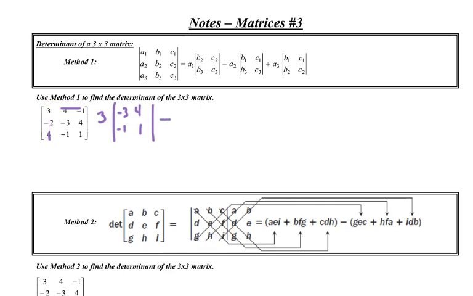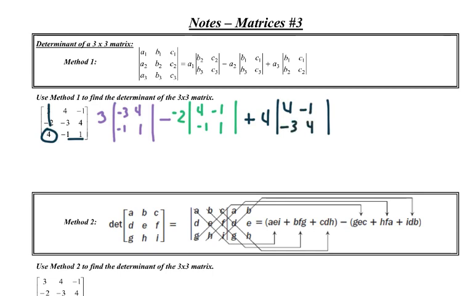Then we subtract A2, just changing colors here. If I picture crossing out the row and the column that it's in, that's subtracting -2, of course, 4, -1, -1, 1. And then adding A3, so plus A3, which is 4. And if I take out the row and the column, I get 4, -1, -3, 4. Then I find the determinant of each, right?